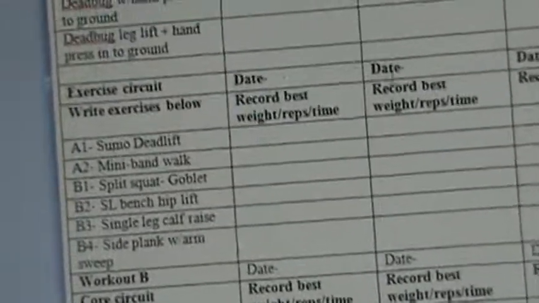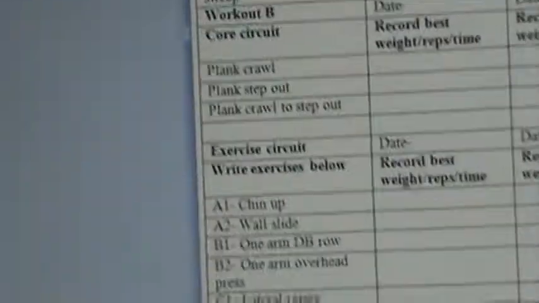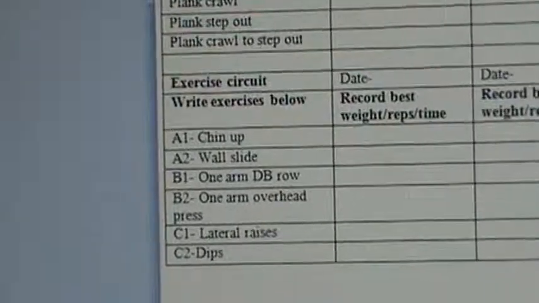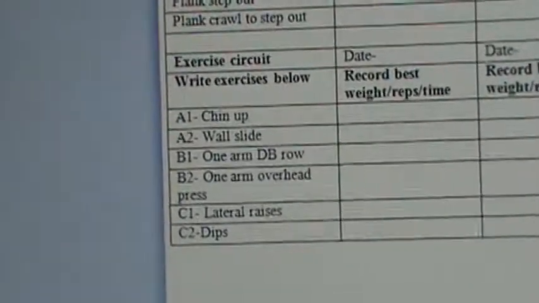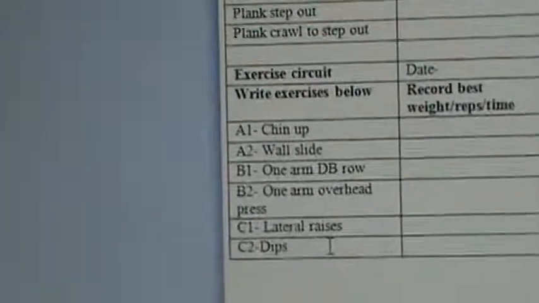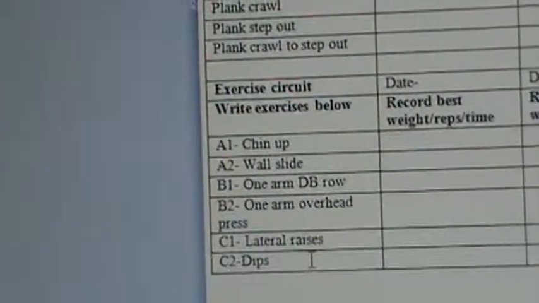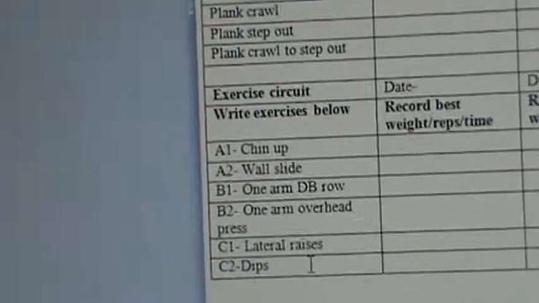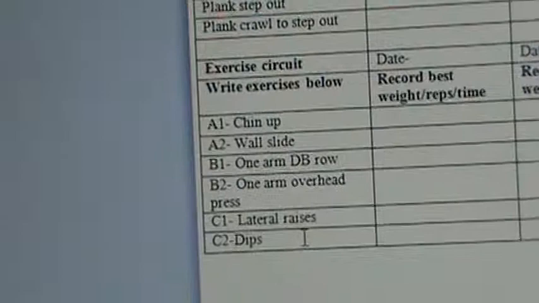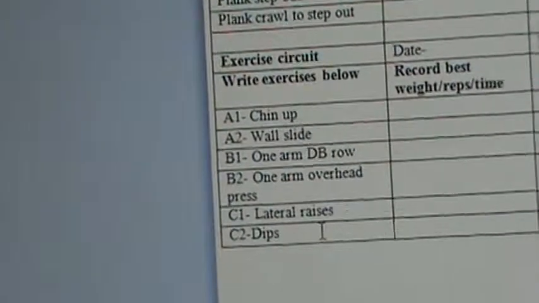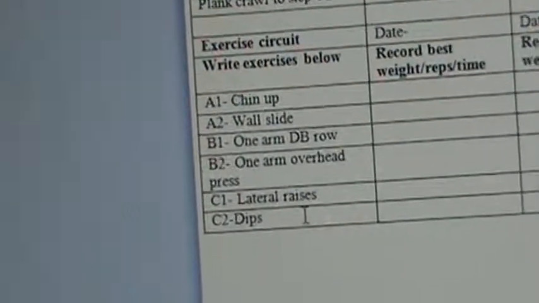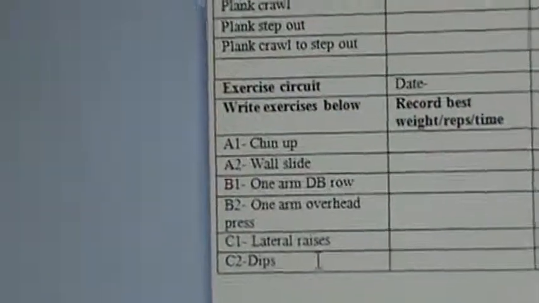Then we take you down to workout B. This is the workout that we perform the next day, and it's the same general idea. The only difference here is that we have a C circuit. So we have A1, A2, which are performed back to back; B1, B2, also performed back to back; and then C1, C2, which are also performed back to back. So we've got 3 circuits there with 2 exercises each. That might change from time to time, but as long as you understand that circuit concept, you will be good to go.